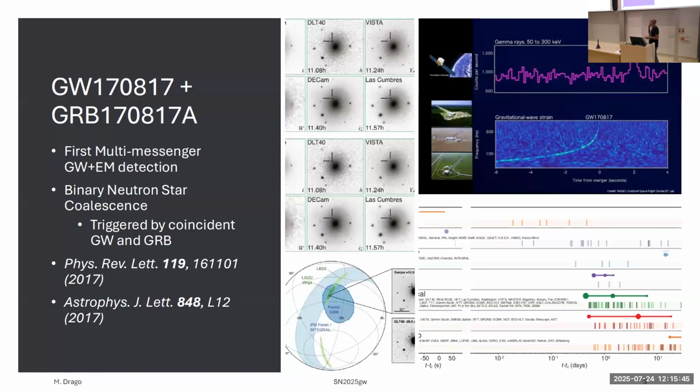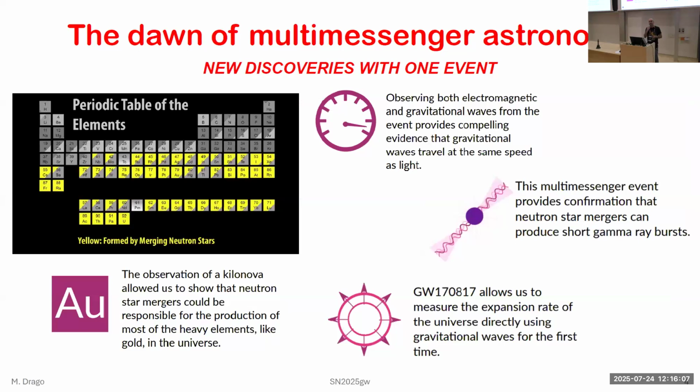In the sense that most of us, all of us, remember what happened in 2017 when we had a multi-messenger detection of gravitational waves and electromagnetic, and we discovered the binary neutron star merger. It was a very exciting moment for everyone of us. And actually, for just one event, we had new discoveries and excitement that was not imagined before, but we were not sure about that.